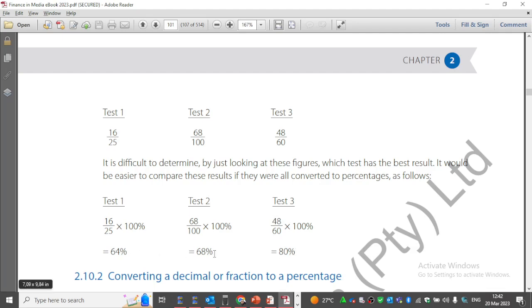Therefore, we can actually compare the three and say that the one with the highest is test 3, followed by test 2 and then test 1.